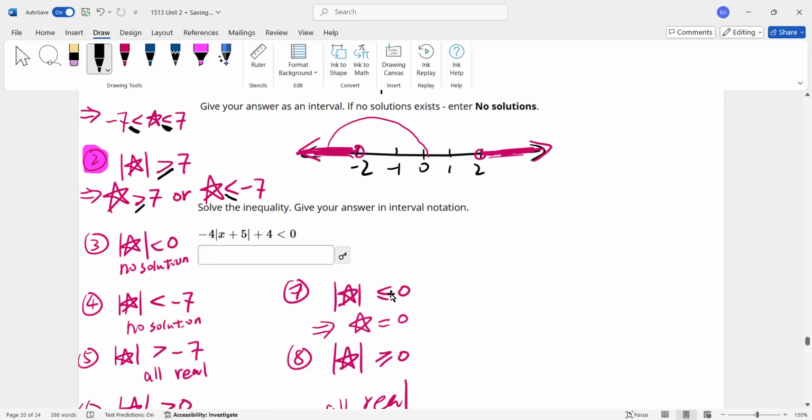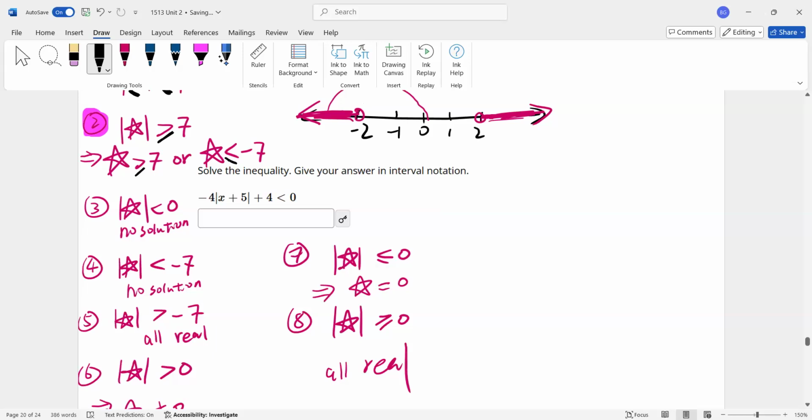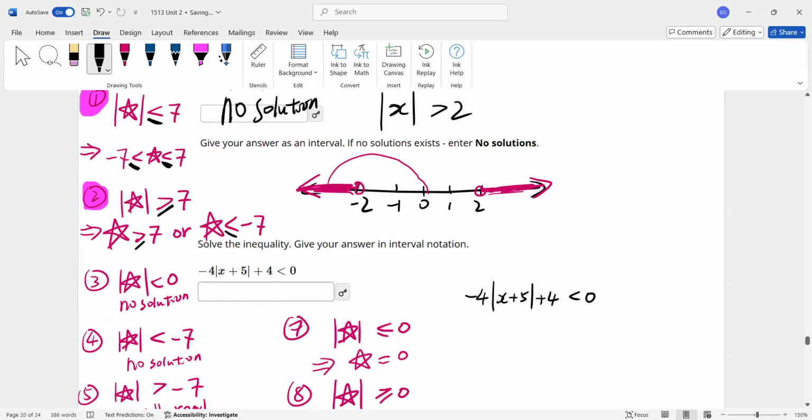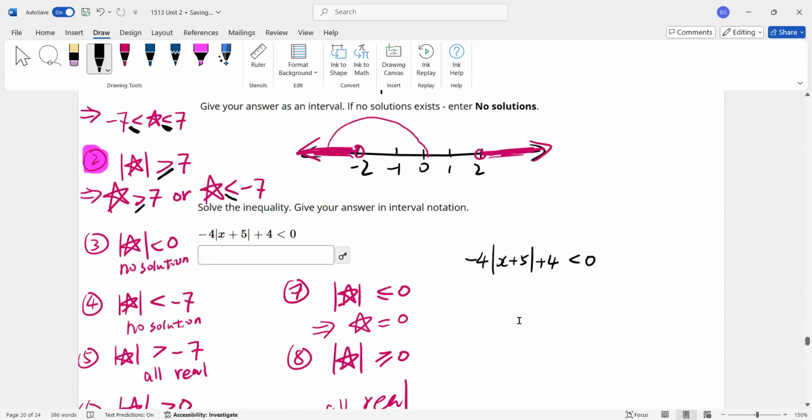Okay. Next one. The inequality is, I'm going to use this space, -4 absolute value of x plus 5, close absolute value, plus 4, less than 0. But this one is more complicated compared with the basic form, right? Because the absolute value is not isolated. We have to isolate it on the left side. Start to peel the onion. I like to do this. Okay. Get rid of the 4 first, get rid of this addition first. So subtract 4 from each side. Peel the onion, peel the skin on the outside.